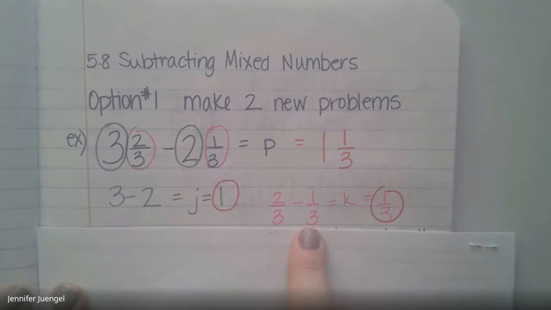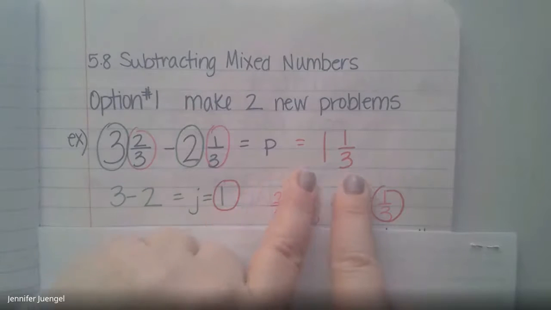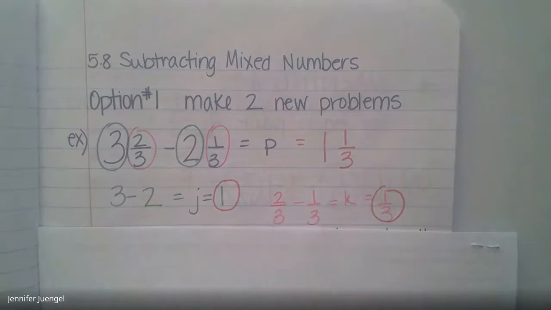After we do that solving, 3 minus 2 equals 1. 2/3 minus 1/3 equals 1/3. Then we take those two numbers and we put them back together. And our answer is 1 1/3. Easy peasy, right? Very similar to what we did when we were adding mixed numbers. Create two smaller problems and go at it.